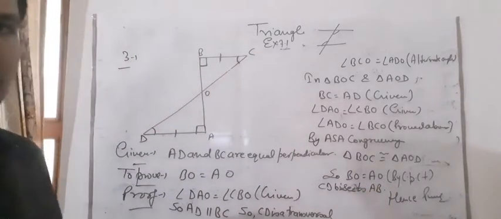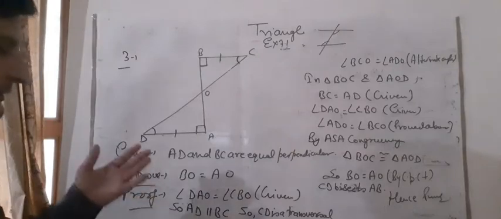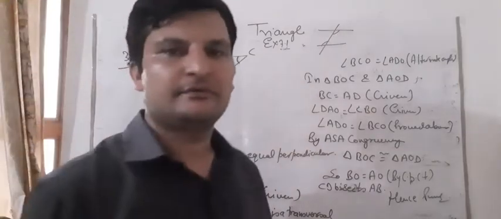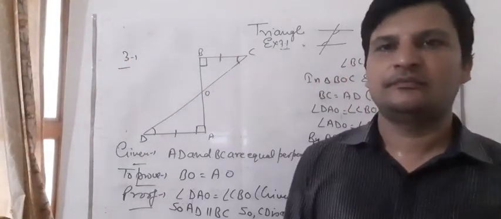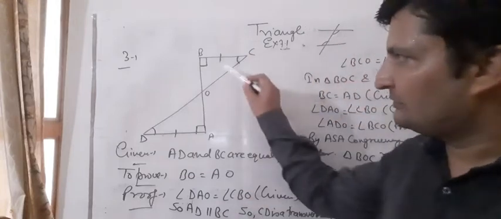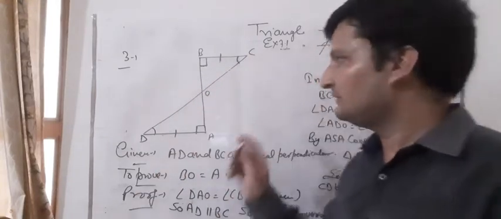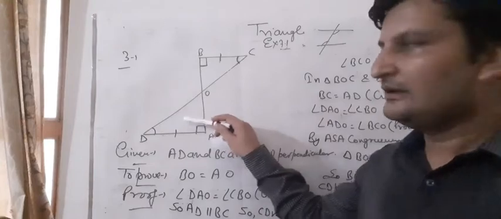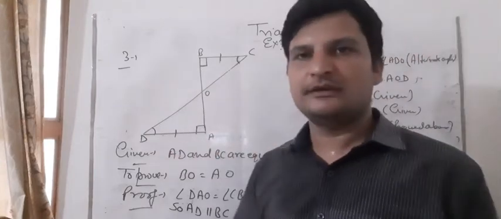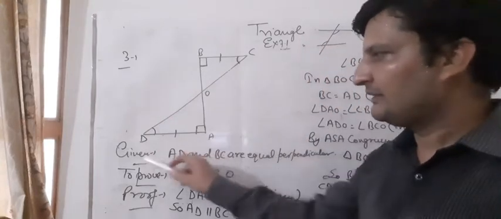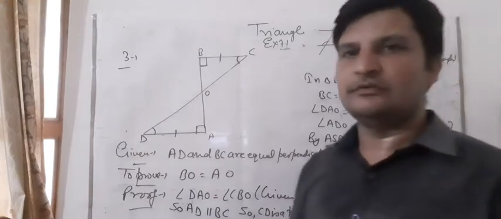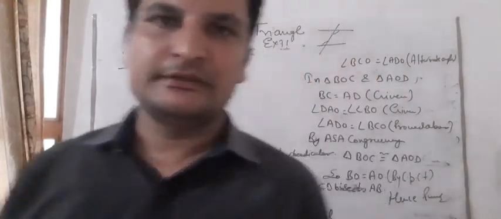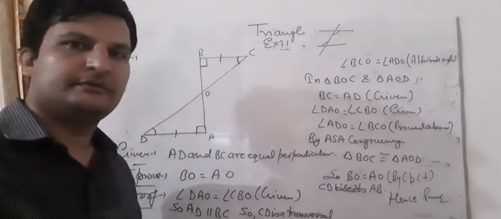So students, you can solve these types of questions like this. First you have to write given, and then you have to write to prove, and then prove. Then you have to use any of the congruency rules in any of the two triangles. If we find this rule is suitable, we can use it, and then after we can find what we have to prove. So students, this is the third question.